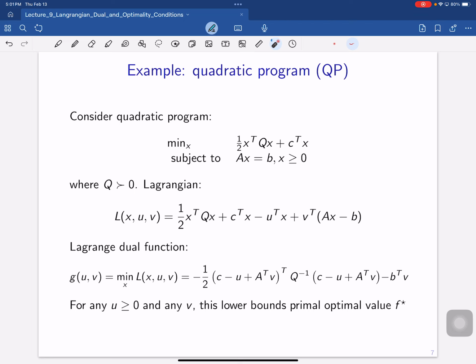So how do we get the Lagrangian? Let's say we dualize all these constraints. So we pick u greater than or equal to 0, and then it will be minus u transpose x, plus v transpose (Ax minus b). So how do we get the optimal solution of this Lagrangian? We are just minimizing over x. What is the minimum of this function? Or how do you get the minimum of this function?